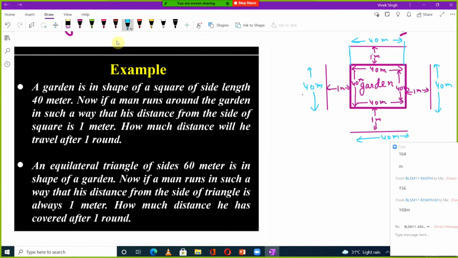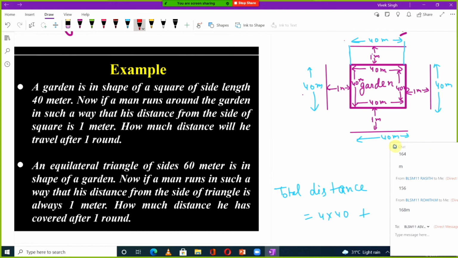So what will be his total distance traveled? It will be the perimeter of the square, so 40 into 4, 4 into 40. Plus you have to add something else. What do we have to add? This distance. From here to here, how much? So from here, how will he move?